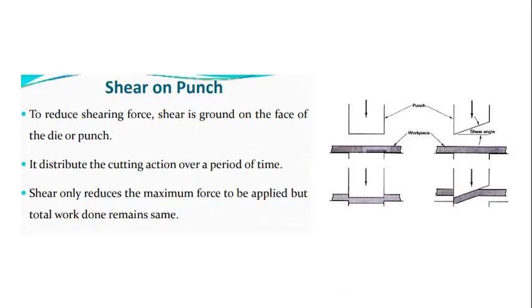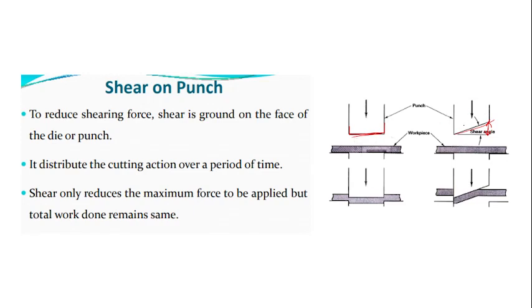Now move on to shear on punch. So sometimes instead of making this kind of punch, they provide some shear on your punch. So this length is called shear. So they give it this shape. There are some advantages of shear on your punch, that it will reduce the shearing force. The force required to do the shearing action will be lower, and it will distribute the cutting action over a period of time, and the maximum force that will be applied is reduced.